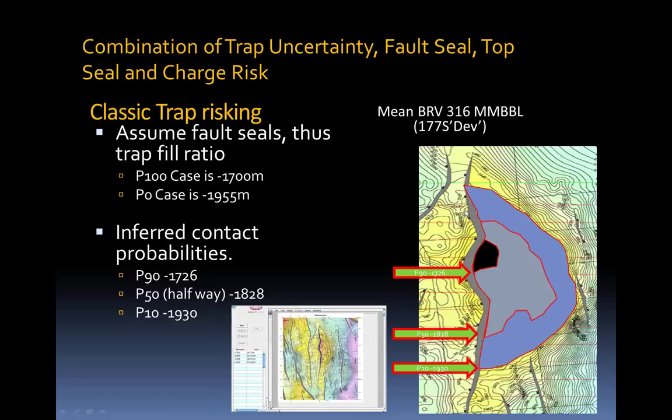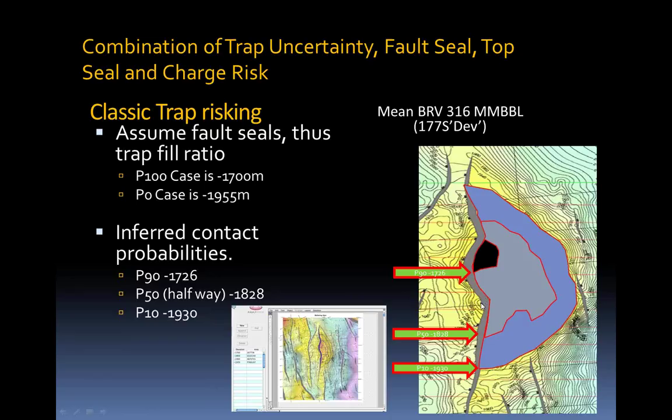In many cases, interpreters will take the trap uncertainty, the fault seal, top seal, and charge risk and mix them together. So one of the classic ways of doing this is to say, I don't know how much hydrocarbon I have in this prospect. I know there's a really good chance I'll find some hydrocarbons at the crest, so I'll make that my P100. And it's unlikely to be filled to spill, so I'll make that my P0.